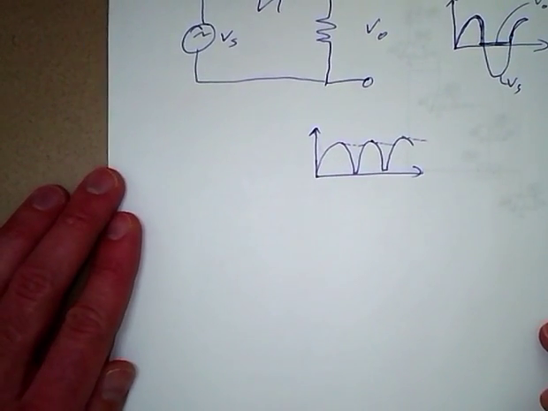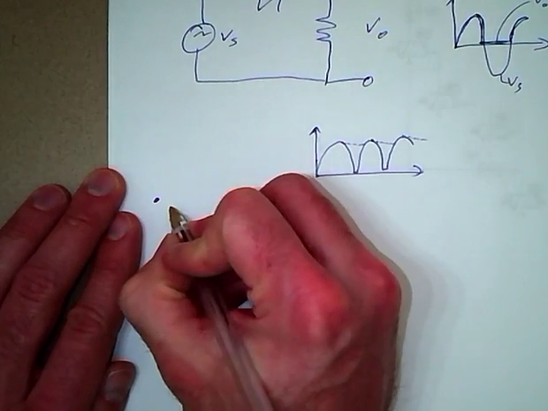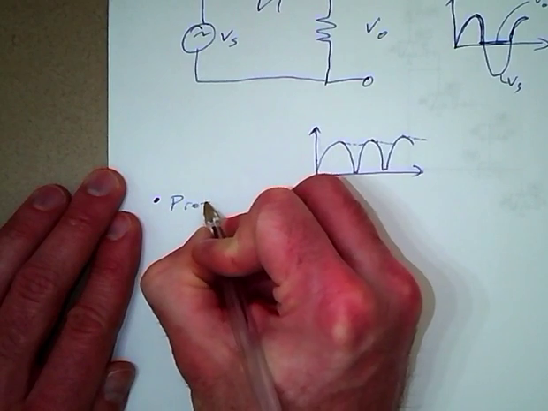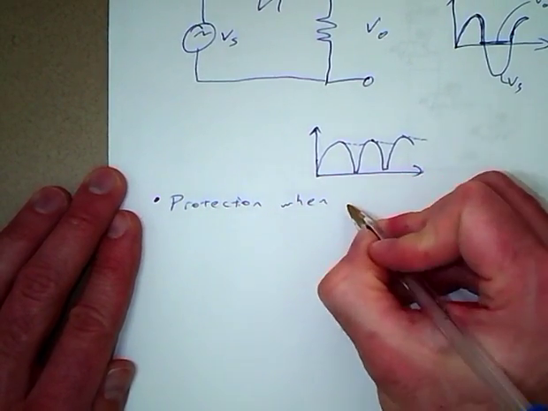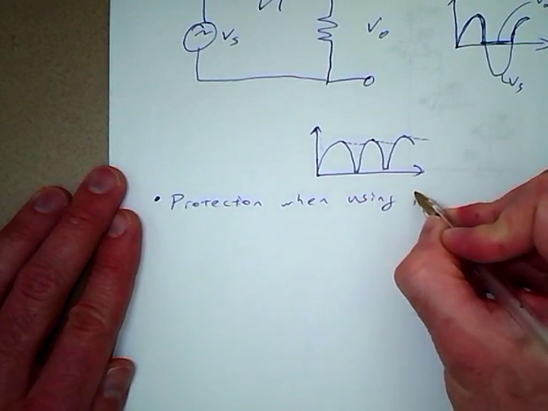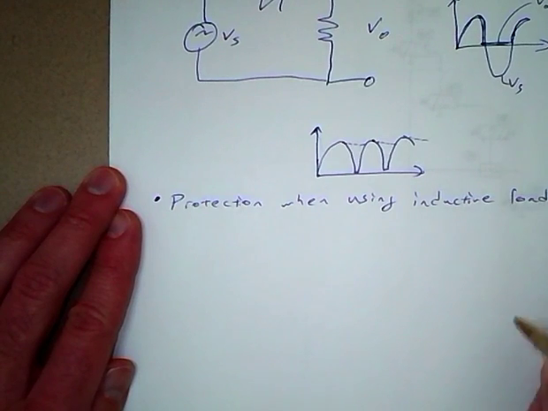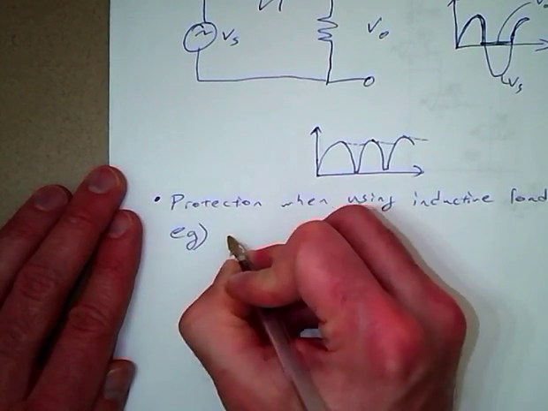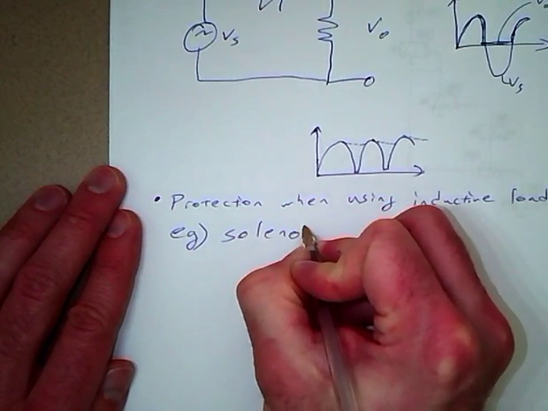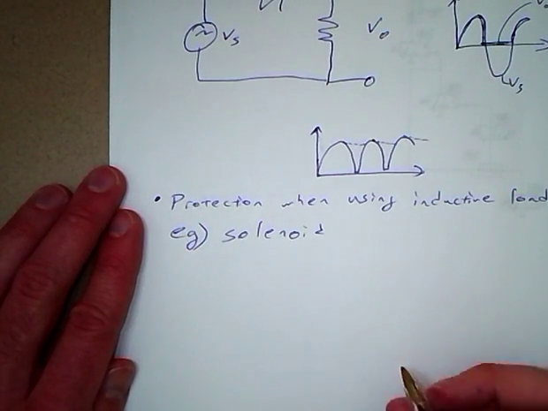Another application for diodes would be protection when using inductive loads. For example, a solenoid, which we're familiar with from our pneumatics when we have solenoid valves.